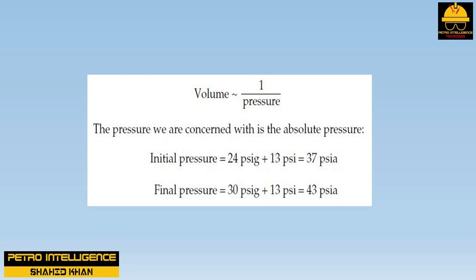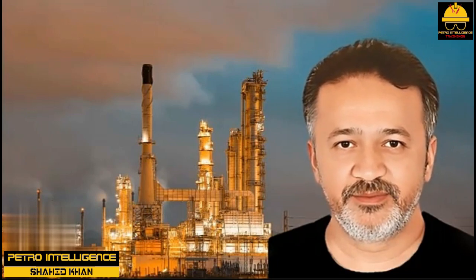In other words, volume is inversely proportional to pressure. The pressure we are concerned with is the absolute pressure. Initial pressure equals 24 psig plus 13 psi equals 37 psia. Final pressure equals 30 psig plus 13 psi equals 43 psia. The absolute tower pressure, in psia, increased by 17%, and hence the volume as well as the velocity of vapor through the valve tray caps declined by 17%. The reduced vapor velocity reduced the dry tray pressure drop, thus reducing both the spray height above the tray deck and the liquid backup in the downcomers.